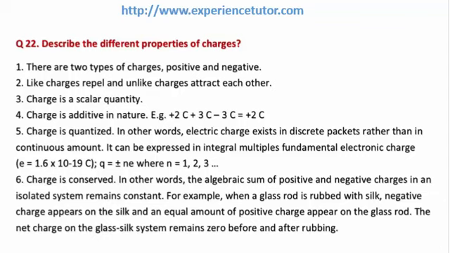Sixth, charge is conserved. In other words, the algebraic sum of positive and negative charges in an isolated system remains constant. For example, when a glass rod is rubbed with silk, negative charge appears on the silk and an equal amount of positive charge appears on the glass rod. The net charge of the glass and silk system remains zero before and after rubbing.